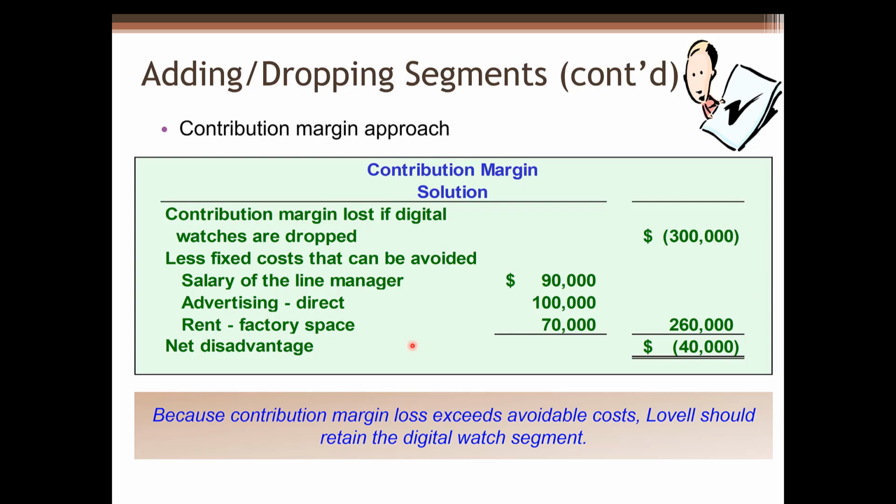Here, we do not include general factory overhead and general administrative expenses. These costs are not avoidable. Equipment depreciation is not included either because it's related to the purchase of equipment and it's a sunk cost. Also, there is no resale value of the equipment. So, we did not include either equipment depreciation or the resale value of the equipment in our analysis.